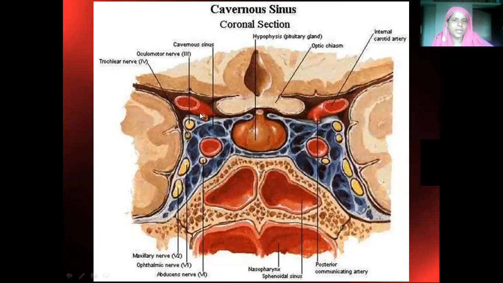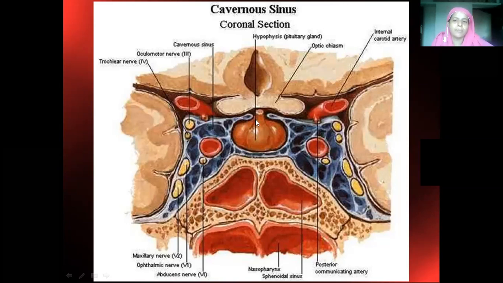So, what are the cranial nerves? We are finding here the oculomotor nerve, trochlear nerve, abducent nerve, okay, and then we are finding the maxillary nerve, okay, the ophthalmic and maxillary divisions of trigeminal. So they are forming lateral relations. Within the cavernous sinus, you are finding one artery passing, that is actually the internal carotid artery branch only.